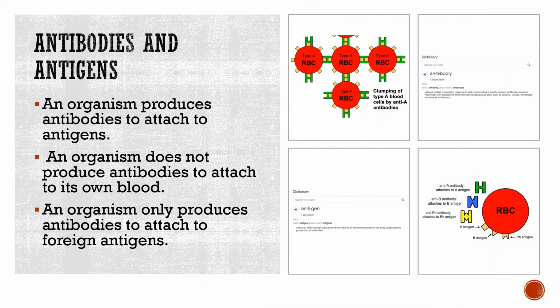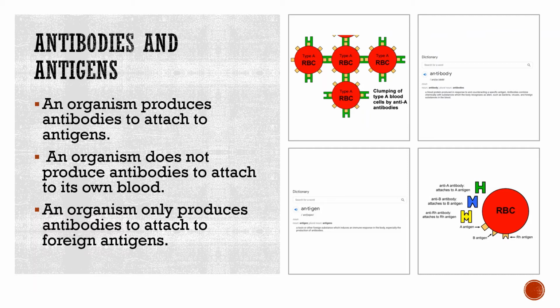Okay, antibodies and antigens. I've said how antigens are the blood protein sticking off the surface of the red blood cell. Antibodies are also a blood protein, but they are produced in response to and counteracting a specific antigen. So antibodies combine chemically with substances which the body recognizes as alien, such as bacteria, viruses, and foreign substances in blood.